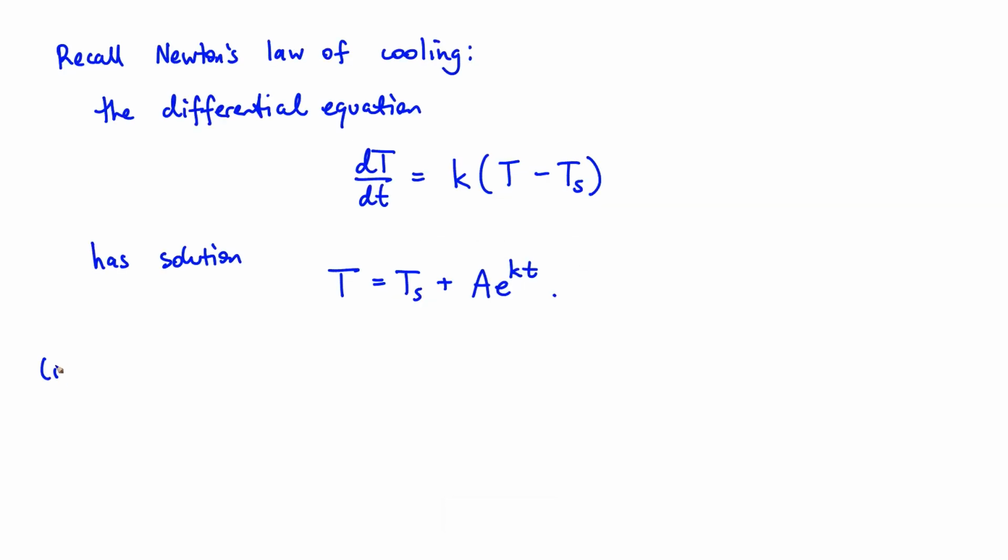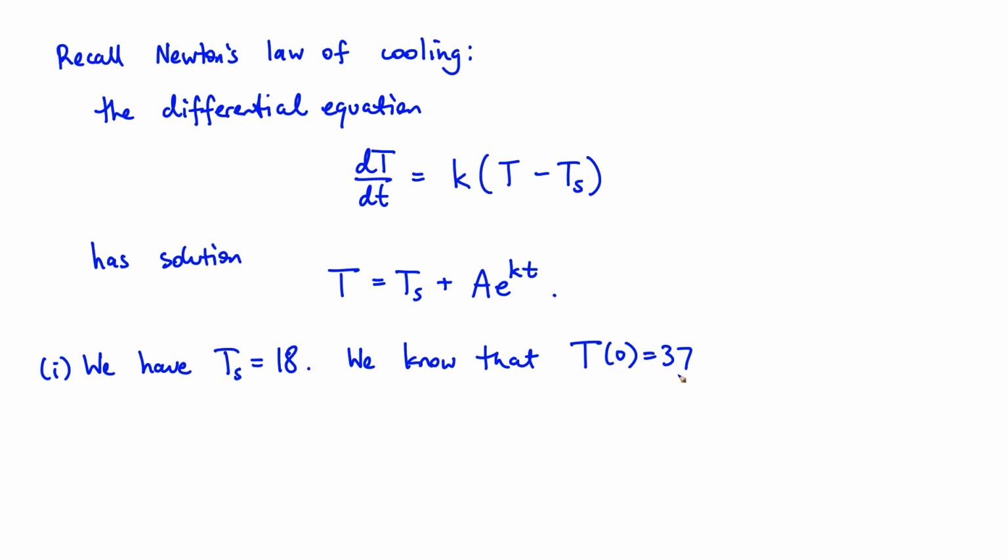So part 1, straight away let's just point out that Ts, this surrounding temperature, we're told is 18 degrees. We know that if we think of capital T now as a function of time, when time is 0, this body is 37 degrees. So just purely as a function, T at the time value 0 is 37. And then if we measure time in hours, because that's what's given to us in the question, T at time equals 2 was 34.